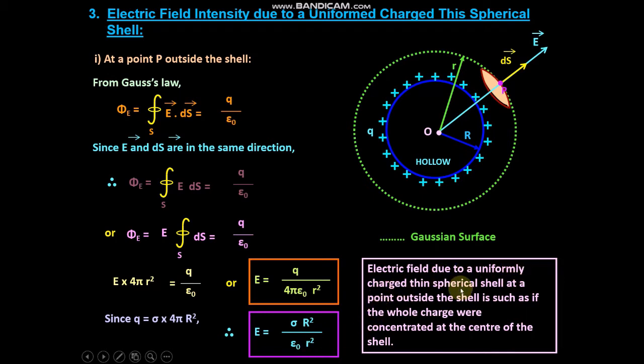Electric field due to a uniformly charged thin spherical shell at a point outside the shell is such as if the whole charge were concentrated at the center of the shell, because we are taking all distances from the center only. We are not taking from here, but the charge is residing here on the surface. But in all the calculations we are making, we take the distance from the center. So that's what is explained here.